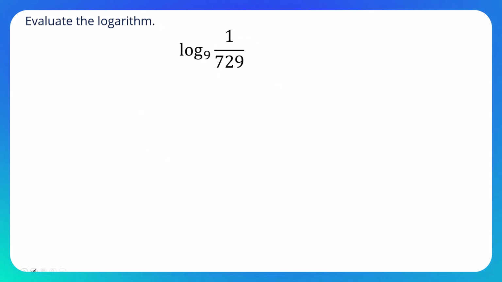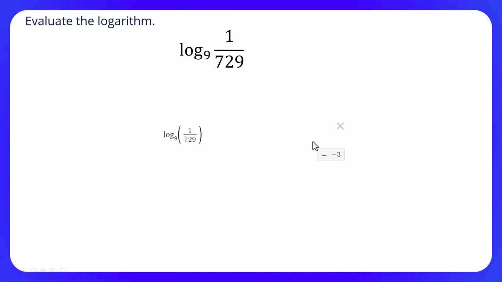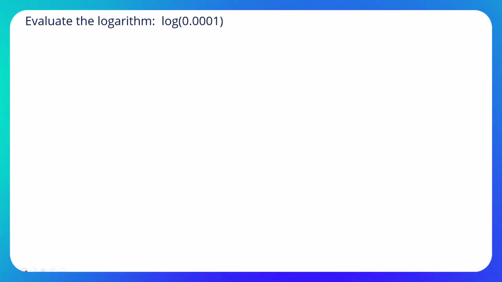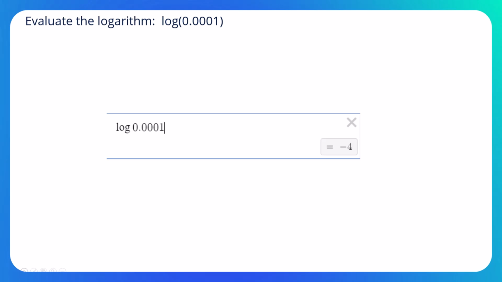We want to evaluate this logarithm. So you can just basically put this into Desmos. Putting it in your calculator, you'll see that log base 9 of 1 over 729 equals negative 3. Now we're asked to evaluate the logarithm log of 0.0001. Okay, we're going to do the same thing. Put it in your calculator, and you'll get negative 4.